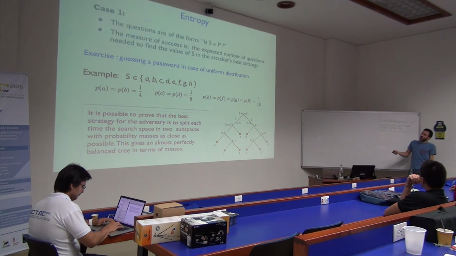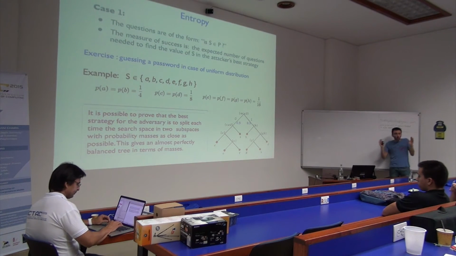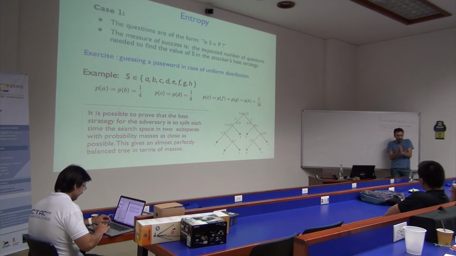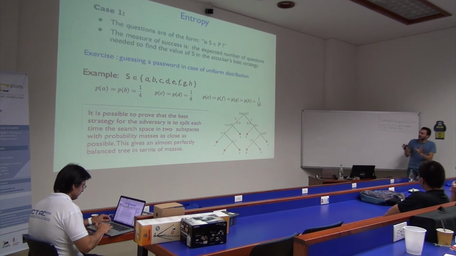On the other hand, the best strategy, and this can be proved, it's not that hard, is that the best strategy for the adversary is to split the search space each time in two subspaces with probability masses as close as possible. So every time I'm asking a question, the two answers should basically split my space into events of probability as balanced as possible.